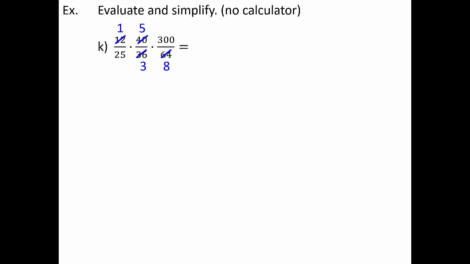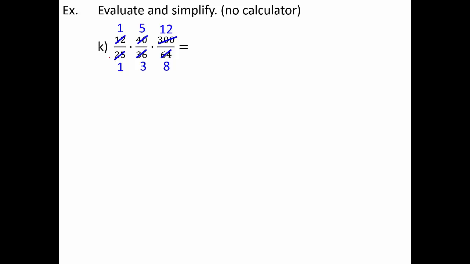And the next thing I notice is the 25 and the 300. Anytime I see 25, I think about quarters. So 25 cents into 300 cents, or $3. How many quarters go into $3? Well, $1 is 4 quarters, so $3 would be 12 quarters. So I can divide top and bottom by 25, and I have this.